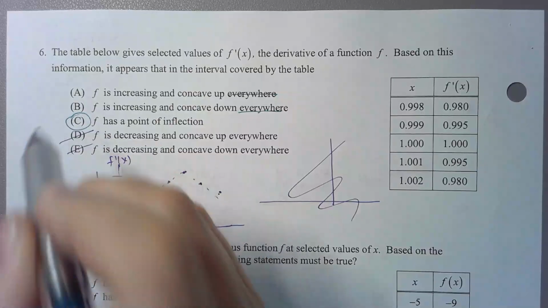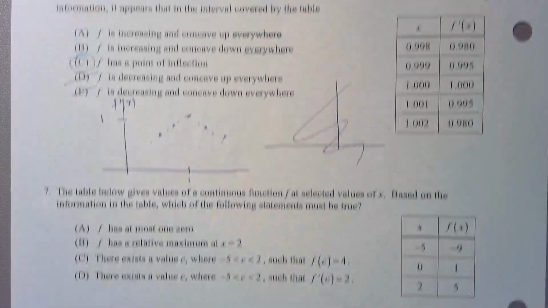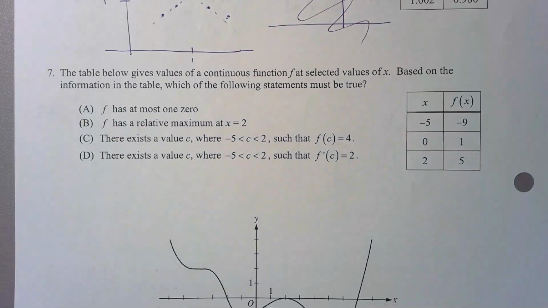So I think really the only thing we can say is that my original changes concavity. It has a point of inflection. It doesn't say where, just that it's going to have one because my first derivative increased, then decreased. So that's letter C. All right, let's take a look at 7.